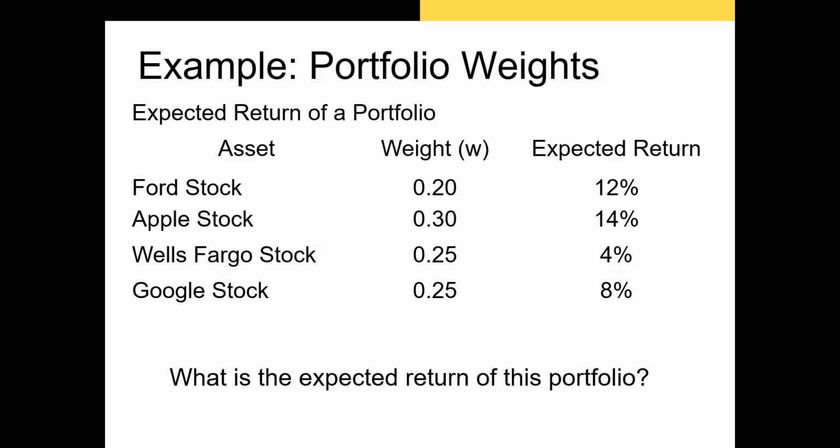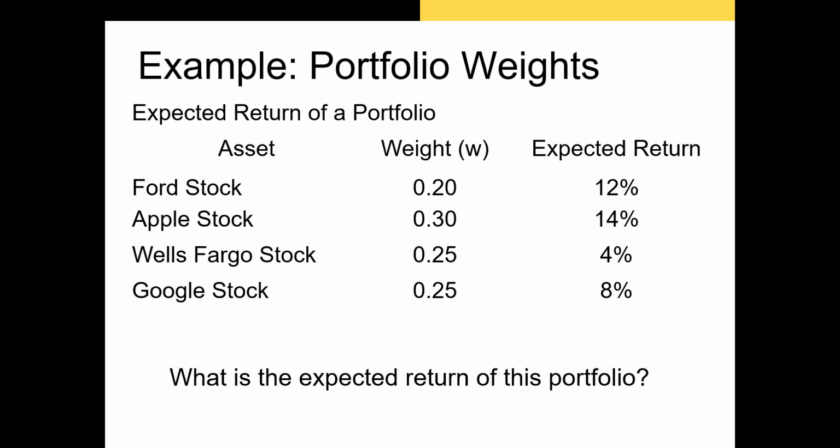In the last example, we had equal weighting, or an equally weighted portfolio. Sometimes that occurs, but more often, the assets in your portfolio represent different weights. The next example is the latter case, so let's go through it. In this example, I have 4 stocks, and they all have different portfolio weights. Ford stock represents 20% of the total assets in your portfolio. You hold 30% of your portfolio in Apple, and then the same for Wells Fargo and Google, 25% each. And we have our expected returns.